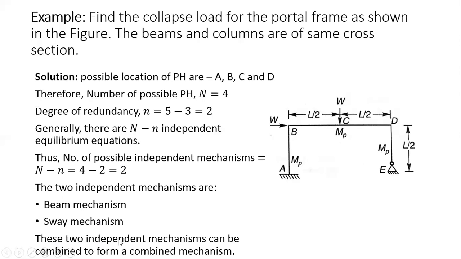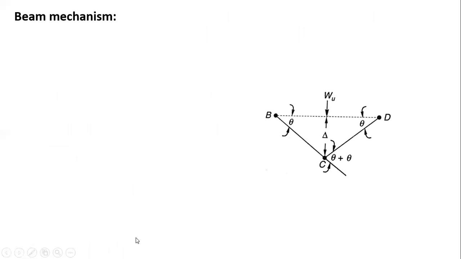Now these two independent mechanisms can be combined to form a combined mechanism. We can combine the beam mechanism and the sway mechanism to obtain a combined mechanism. So let us calculate the collapse load for each one of them. First we calculate for the beam mechanism, then the sway mechanism, and finally the combined mechanism. So let us take the beam mechanism first.